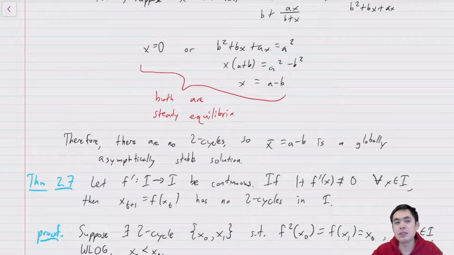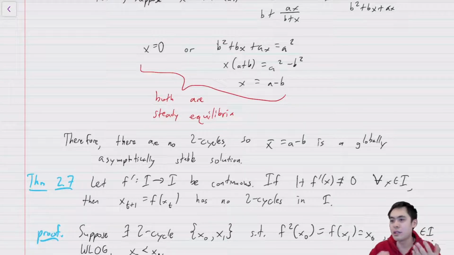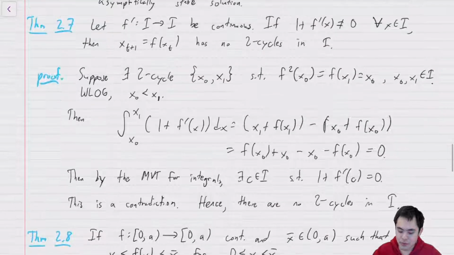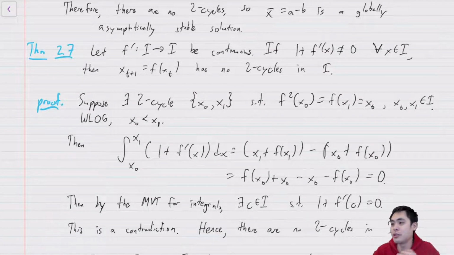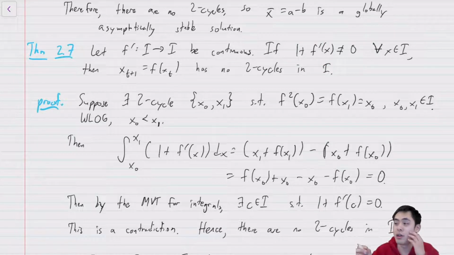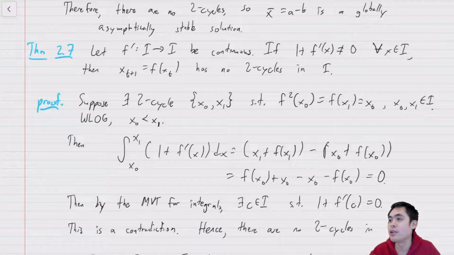Okay, but sometimes plugging in to solve for a 2 cycle is a little bit painful, depending on what the original equations are. And so some of our other theorems try to change that condition for other ones that are easier to check. Theorem 2.7 is a condition on the first derivative. So if we have a first derivative that's continuous, and if the first derivative plus 1 is not equal to 0, so if the first derivative is not equal to negative 1 for all x in this interval, then there are no 2 cycles of x sub t plus 1 equal to f of x sub t on I.